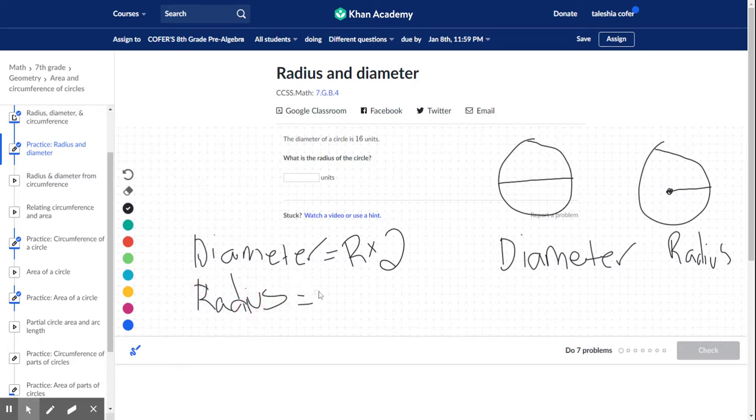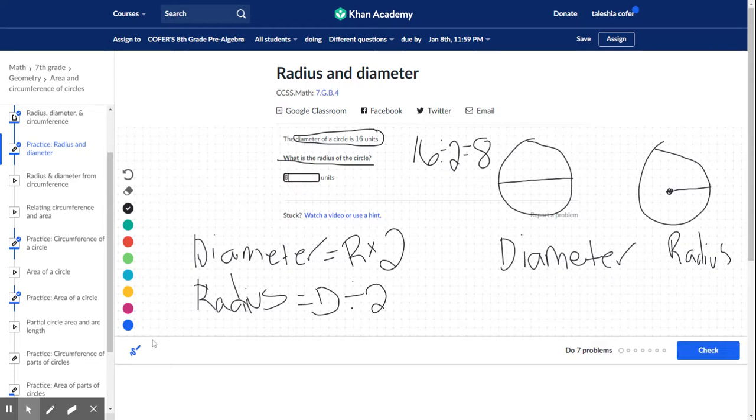I take my diameter and I divide it by 2. So in this case, they want to know what is the radius. So I use my equation here for radius. I take my diameter and I divide it by 2. Here, they told me that my diameter, which is all the way across the circle, is 16. If it's 16 to go all the way across a circle, and I want to go halfway across a circle, I would be left with 8. Half of 16 is 8. If I do 16 divided by 2, I end up with 8.